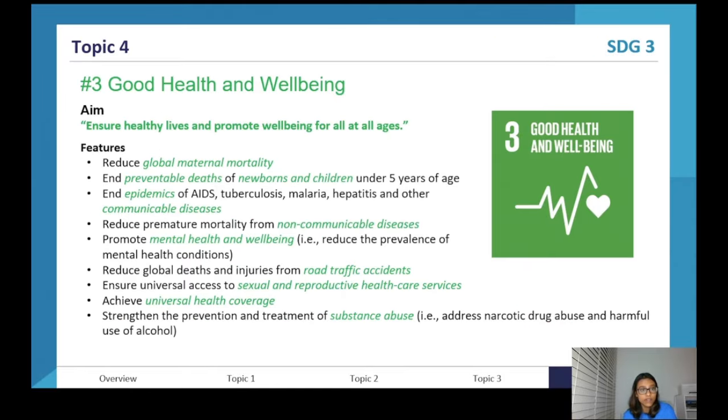And the features of the 3rd SDG are very important, so I'll let you have a read of that.